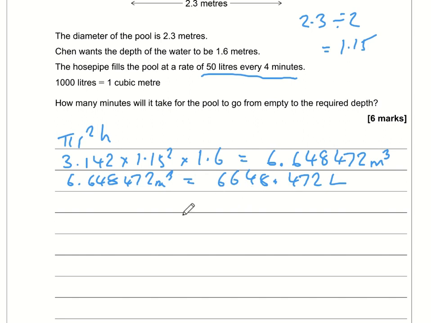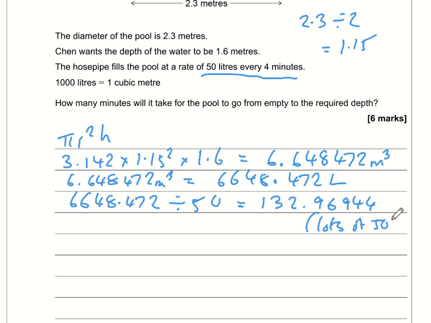Now we know that the fill rate is for 4 minutes for every 50 litres. So how many 50 litres are there in this number here? So 6648.472 divided by 50. That comes to 132.96944. So this is lots of 50 litres.